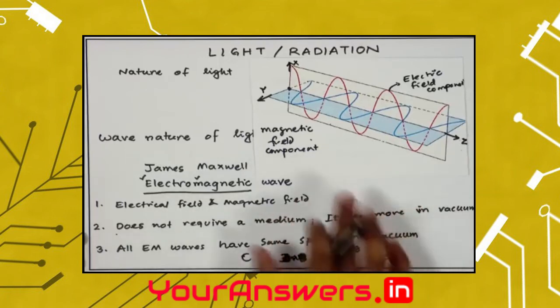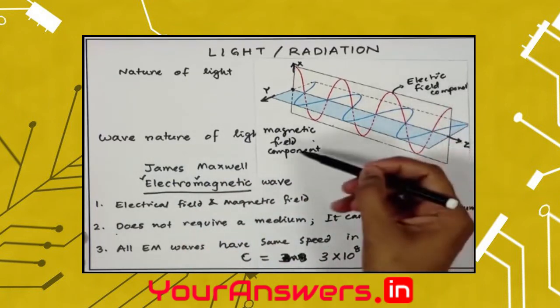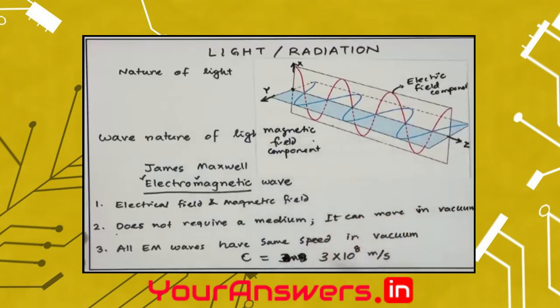So the electromagnetic radiation, which is light, is an example of that. This electromagnetic radiation has an electric field component and a magnetic field component, and they are perpendicular to each other. To move, it does not require a medium, and all electromagnetic waves travel at the same speed in vacuum, and the speed is 3 into 10 to the power 8 meter per second, which you know as the speed of light.